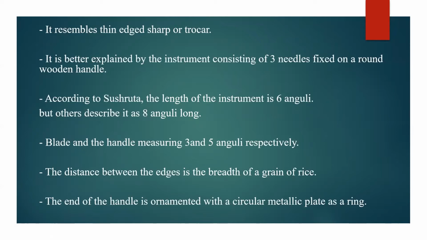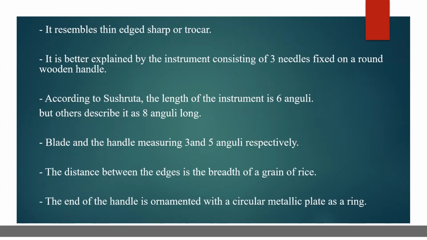According to Acharya Shushruta, the length of the instrument is 6 anguli, but others described it as 8 anguli long. Blade and the handle measure 3 and 5 anguli respectively. Distance between the edges is the breadth of a grain of rice, and the end of the handle is ornamented with a circular metallic plate as a ring.